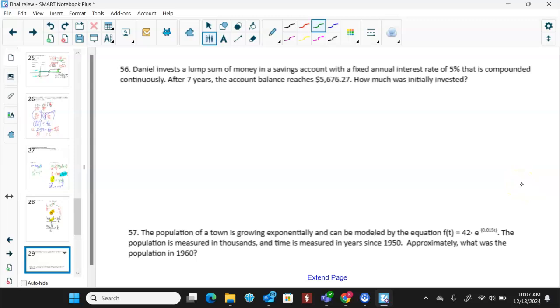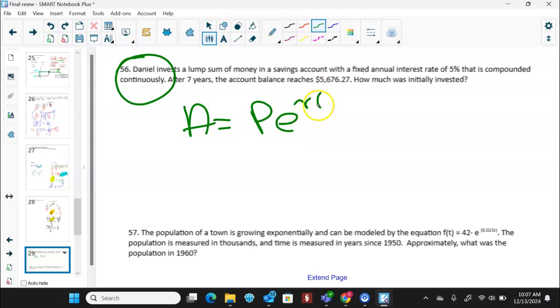All right, so in our question right here, it says the word continuously, so I already know I'm going to use PERT. And this formula is not on your formula sheet during the final, so you do have to remember it. Another very important thing is that our rate always has to be turned into a decimal. So 5% is going to be 0.05. Remember that you're moving the dot to the left by 2. Here it says Daniel invested a lump sum of money with this rate, compounding continuously after 7 years, the account balance reaches. So this is not your initial amount. You are looking for the initial amount. This is your ending amount. So that's your A.